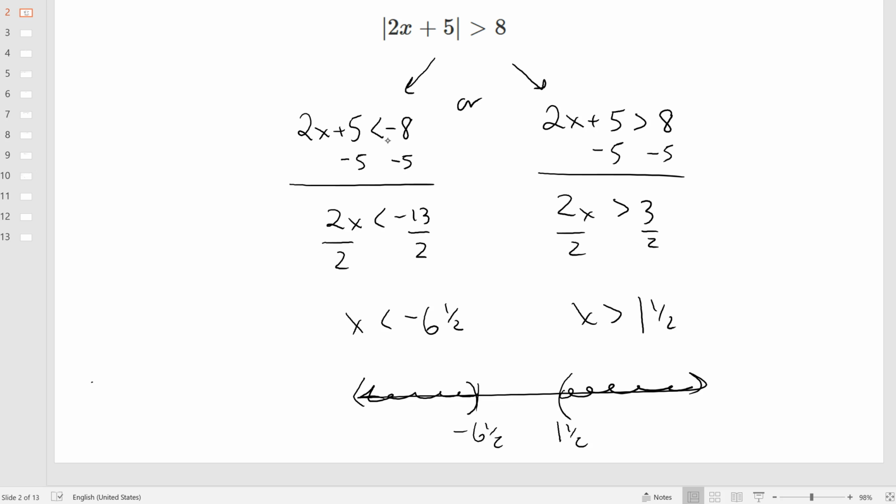Interval notation will look something like this: negative infinity to negative. You know what? We don't have to graph it, technically. We can actually keep it like this as an improper fraction. In algebra, we technically like improper fractions.